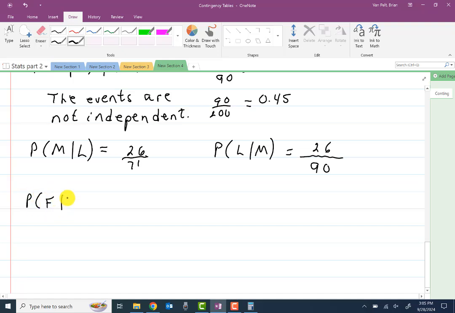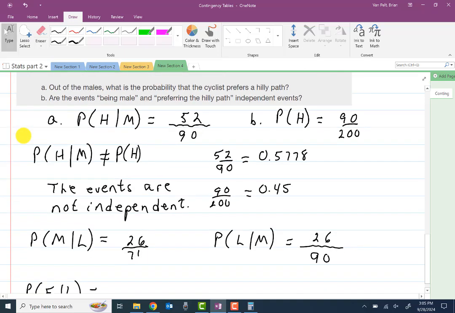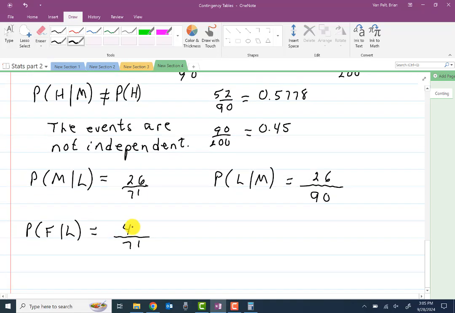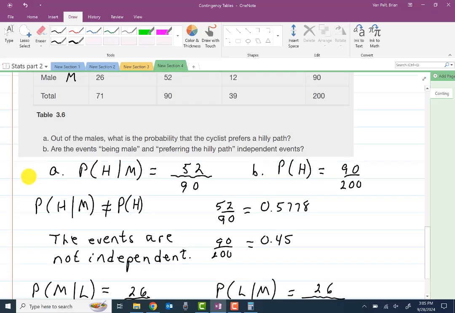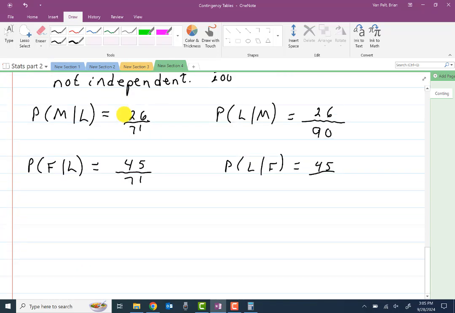Probability of F/L. Well, I already know that the L column had 71 people in it. Of those 71, how many were female? 45. And then the probability of L/F, that's going to have 45 up there. And its denominator, how many females are in this table? The total number of females is 110.